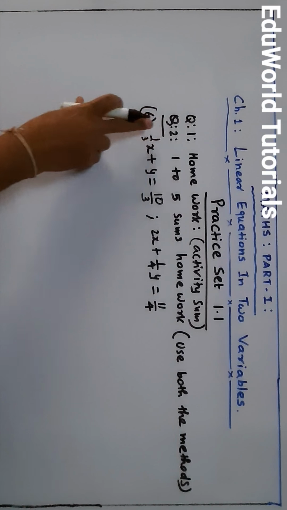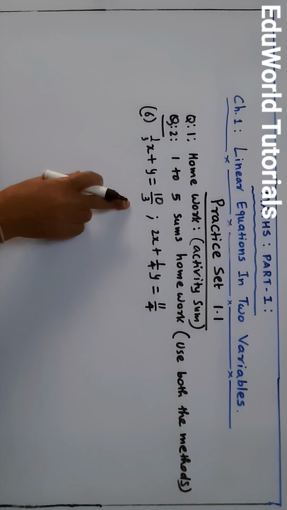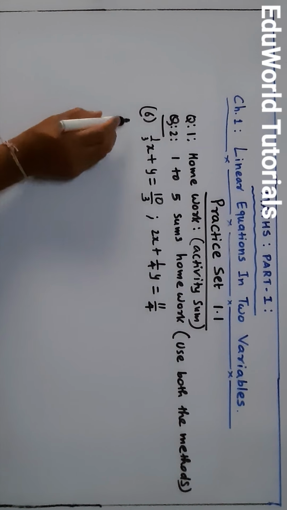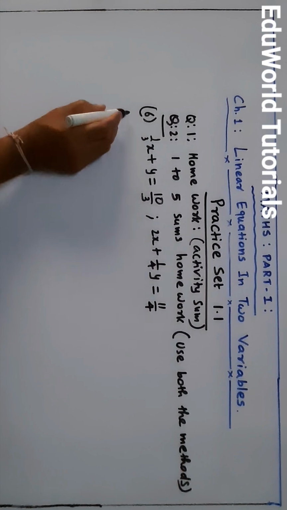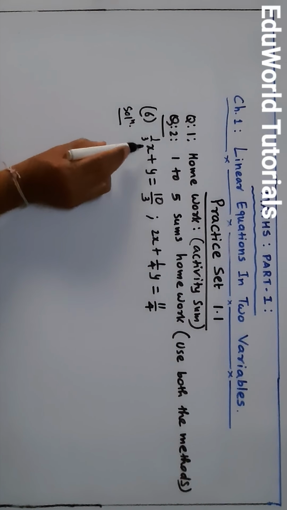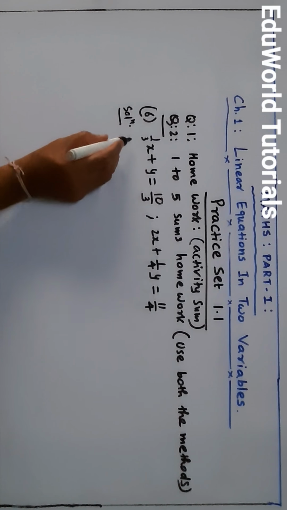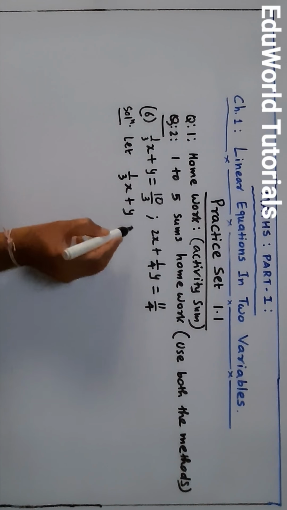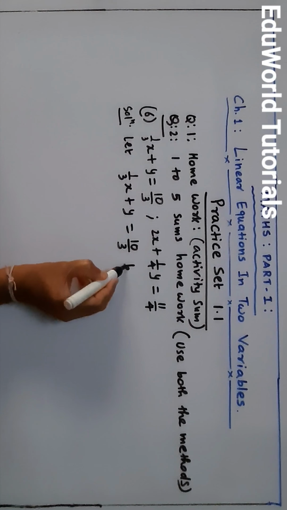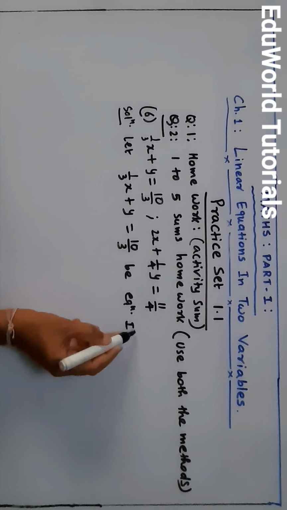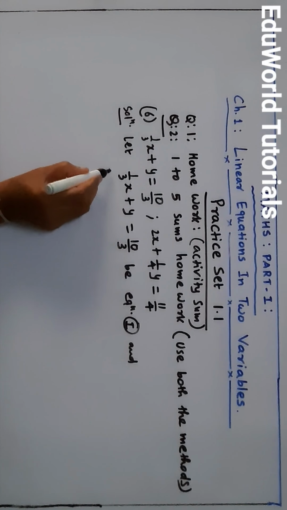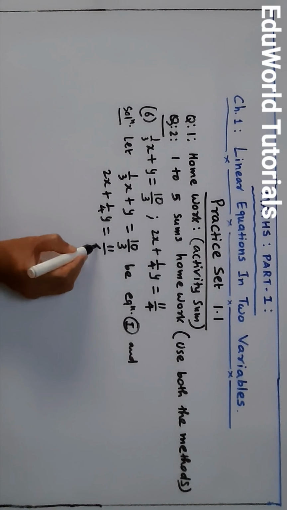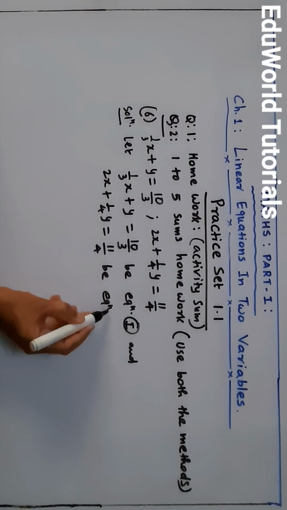The sixth sum in question 2 is this: 1 upon 3x plus y equal to 10 upon 3. Another equation given is 2x plus 1 upon 4y equal to 11 upon 4. Now this is a little bit different, okay, and that's why we are solving this. In the solution, what do we write? You see, the first step is always the same, numbering the equations. Let 1 upon 3x plus y equal to 10 upon 3 be equation first, and 2x plus 1 upon 4y equal to 11 upon 4 be equation second.